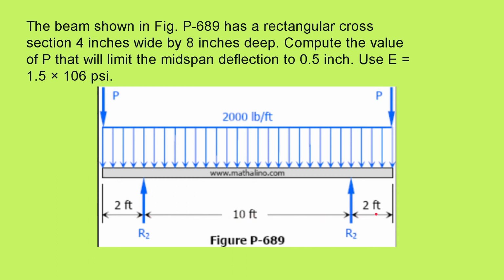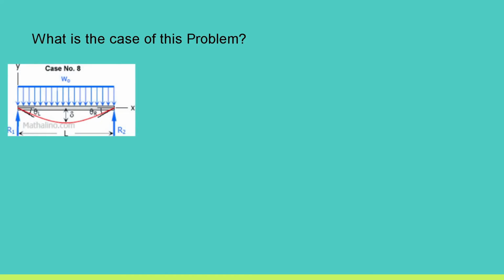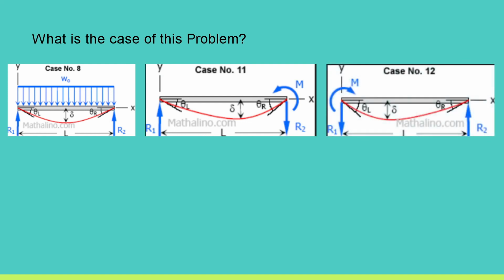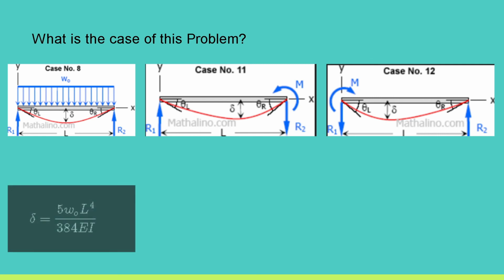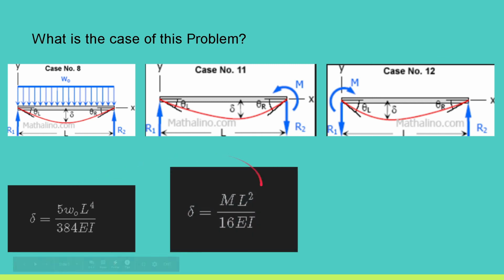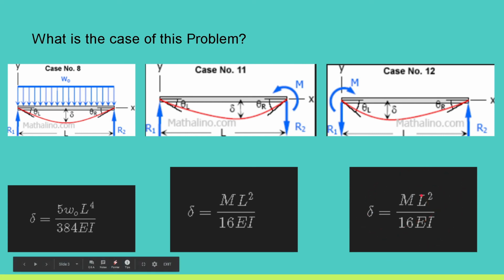So, first thing we're going to do in this problem is to identify the case. In this problem, we have three cases involved: case number 8, case number 11, and case number 12. After identifying the cases, we will be using this formula for case number 8, this formula for case number 11, and lastly, for case number 12, this formula. So, let's go.